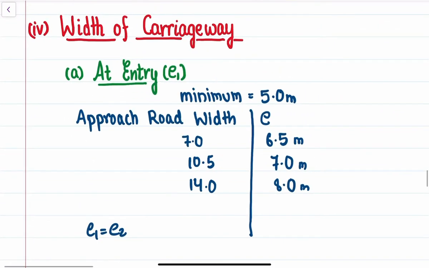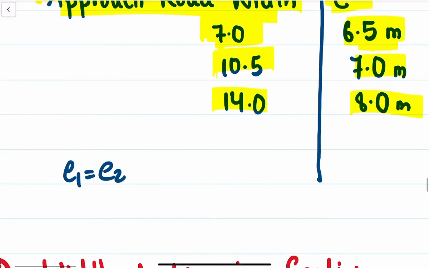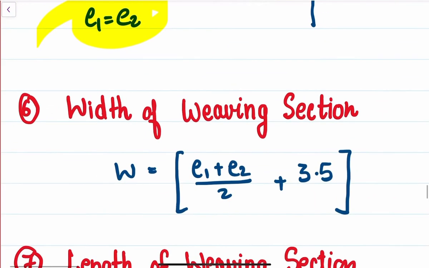Width of carriageway. At entry, the minimum width of carriageway is taken as 5 meters, and depending upon the width of the approach road, the entry width is adopted. If the approach road width is 7 meters, an entry width of 6.5 meters is given. If the approach road width is 10.5 meters, then 7 meters is taken. For 14 meters, an 8 meter entry width is taken, and entry width should be equal to exit width. It makes sense because the same traffic volume will be going to the other leg of the rotary, so the attempt is that E1 should be equal to E2.